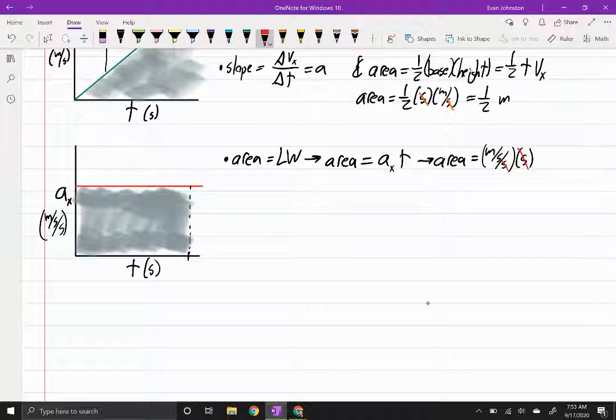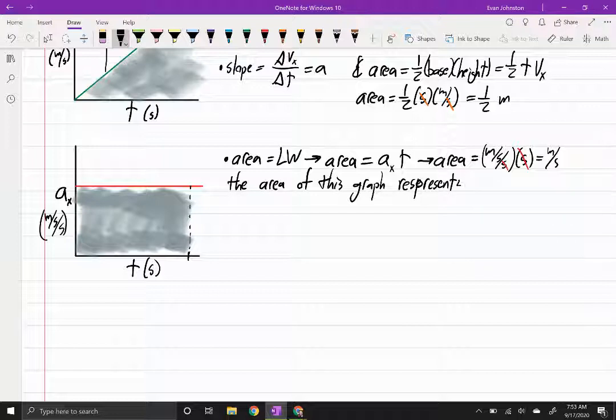So this one and this one would kind of kill each other off. Or maybe it would be the other second that's kind of above it. They both are really in the denominator effectively. So what that gives me in the end is just meters per second. So the area of this graph represents the velocity, right? That's all it really is. It represents the velocity at a given time.